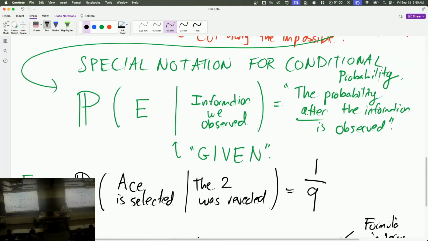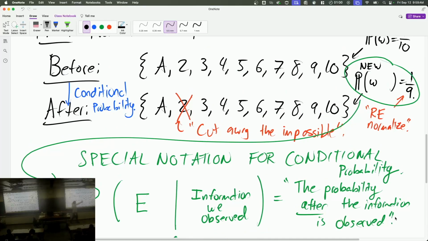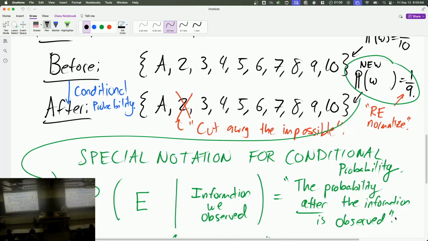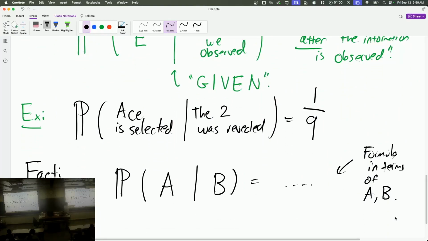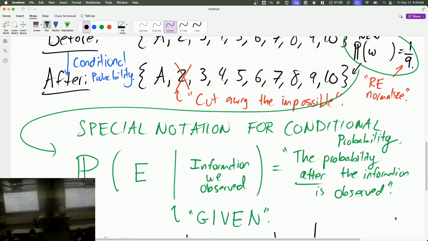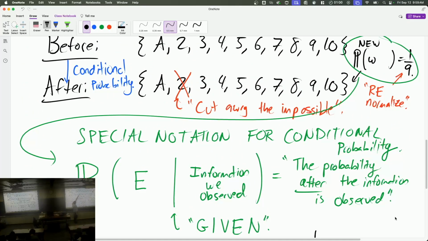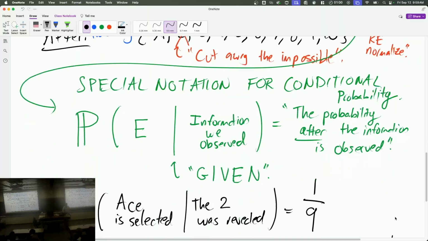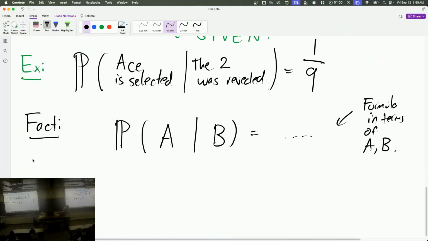The formula has two parts. First, cut away the impossible. When B is observed, for example, if the 2 was revealed, then everything that is not in B must be cut away. In our situation, we revealed the 2 was not the card, so we cut that away. The event we saw is that it could be ace, 3, 4, 5, 6, 7, 8, 9, or 10. So this is the first observation: if B happens, when someone says B happened, that's what we're talking about.